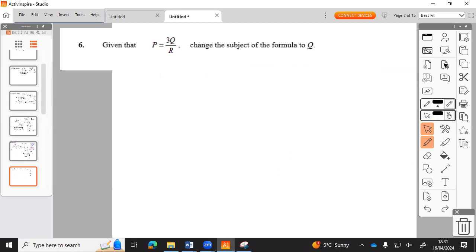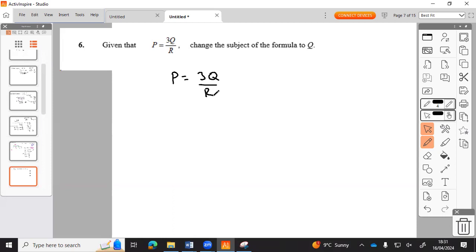Change the subject of the formula to Q. This is just about how we organize our equation when we move stuff across. So P equals PQ over R. Now, the Q is in the top of my fraction there, so that's where I want it to be. That's the best case scenario, I suppose.